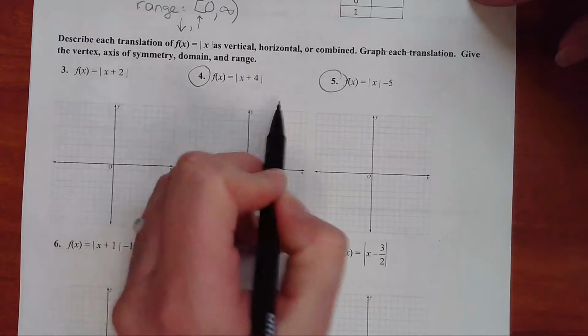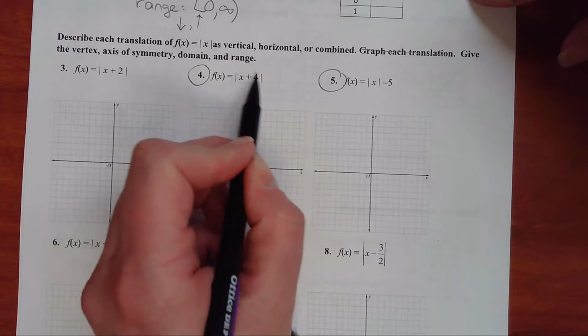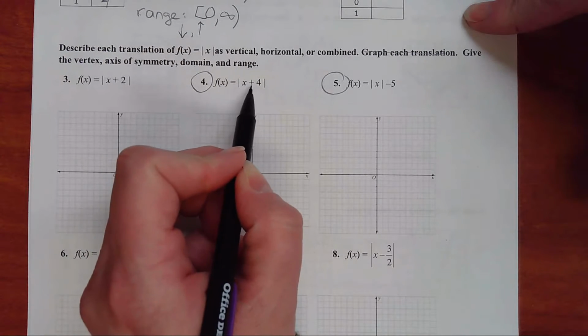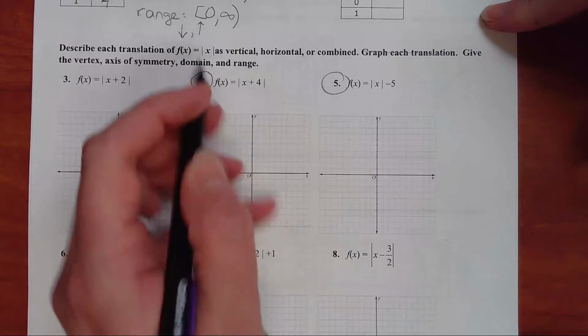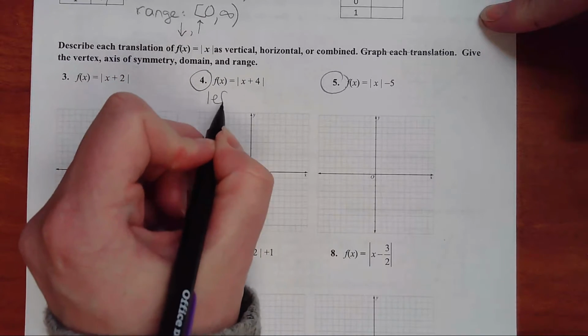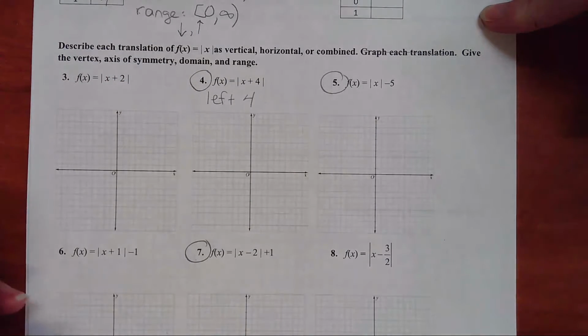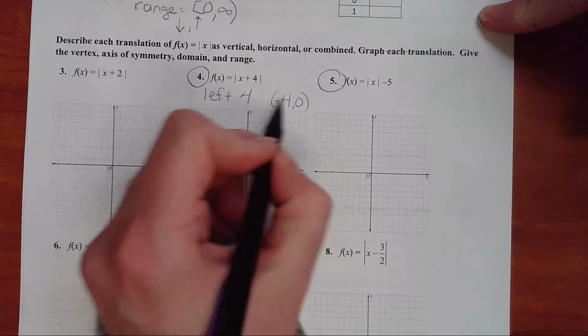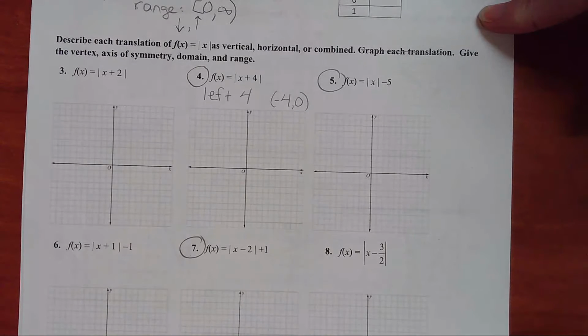So for number 4, when you have the plus or minus, or addition or subtraction, inside the bars, that's left or right, and it's actually the opposite direction that you would think. So this one actually moves left 4, and that is it. The new vertex would be -4, 0, because it doesn't move up or down any, it moves left 4.